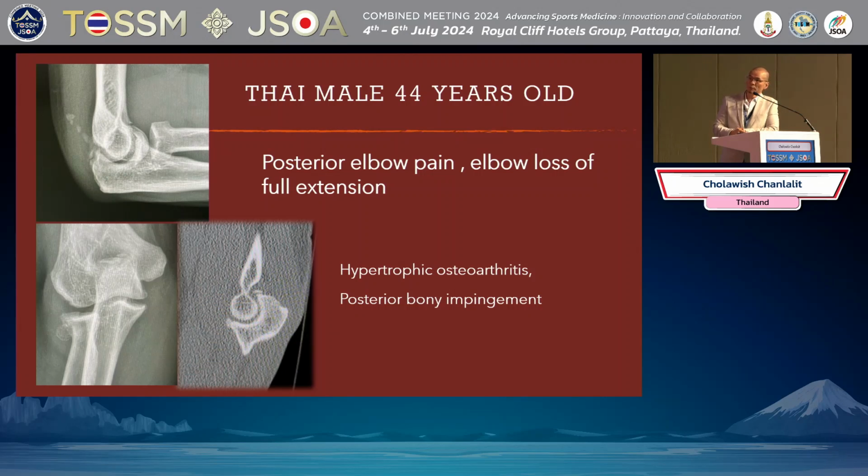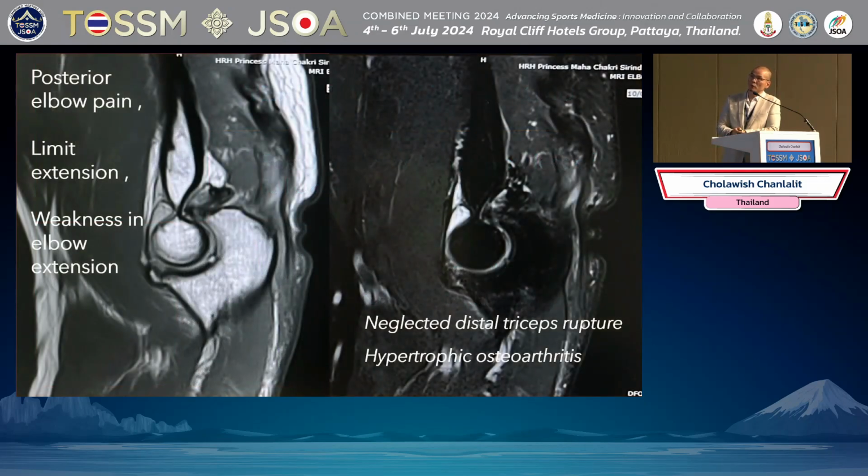This case is more complicated again. After the injury, you can see that he has a fracture of the radial head that has already healed. He came with loss of motion, weakness on the tricep insertion, and weakness of the tricep for elbow extension. So the diagnosis is hypertrophic osteoarthritis with clinical posterior bony impingement. When you take a look at the MRI, you can see the posterior elbow pain, limited extension, and weakness of elbow extension due to the tricep tendon being completely ruptured in there.